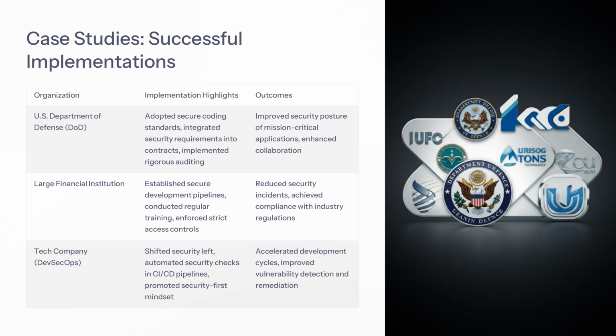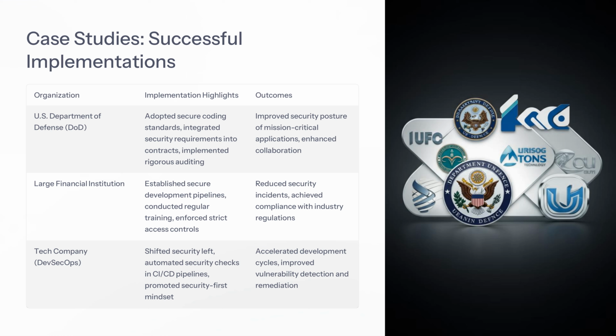Next, we look at a large financial institution that established secure development pipelines. They placed a strong emphasis on regular training and strict access control enforcement, which worked to reduce security incidents and ensure compliance with industry regulations.